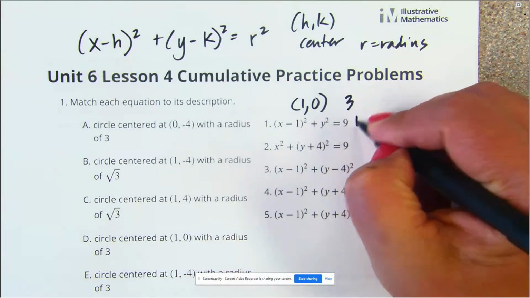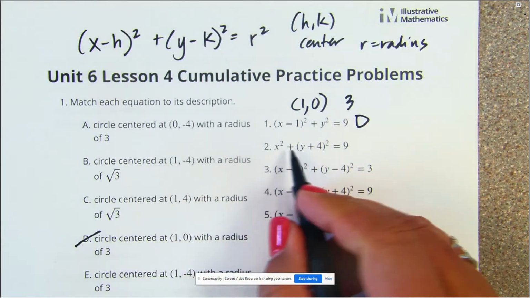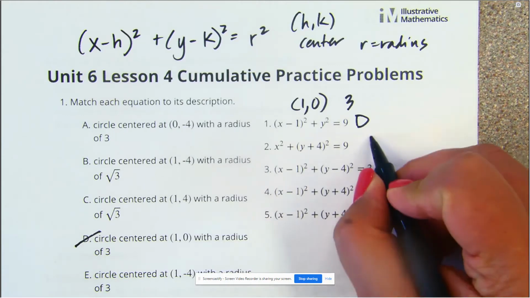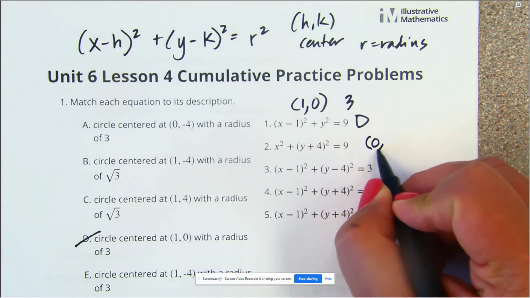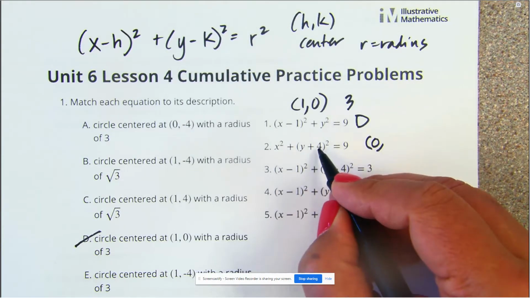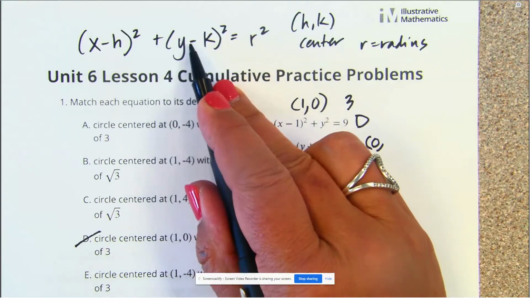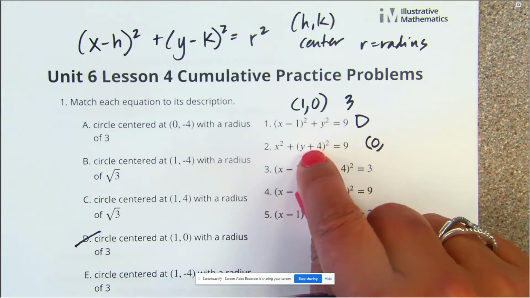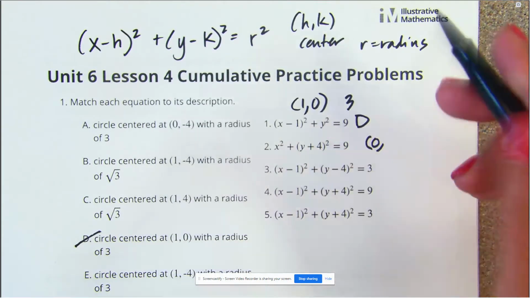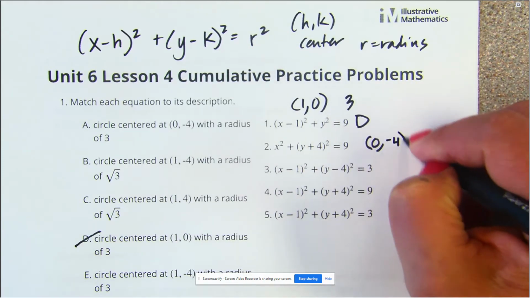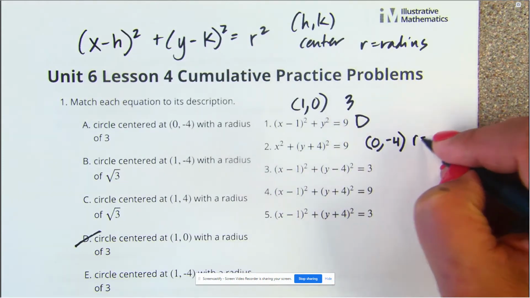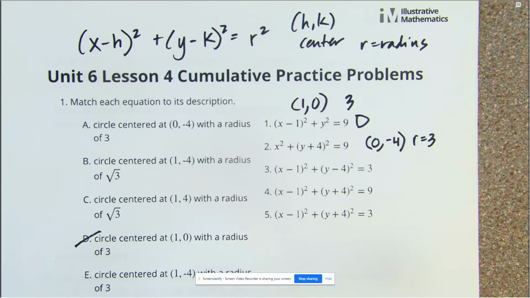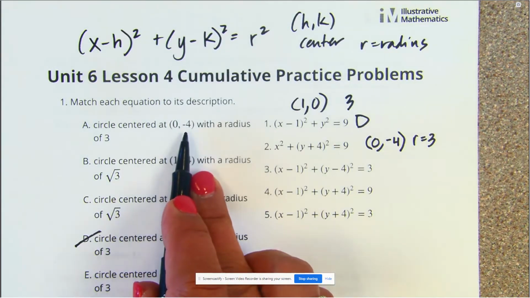This guy's D. All right, this one, the center, there's no movement here. And this one, it's a positive. The formula is negative, so that means that was a negative. Minus a negative made a positive. So center's at (0, negative 4), and again, radius of 3. There's letter A.